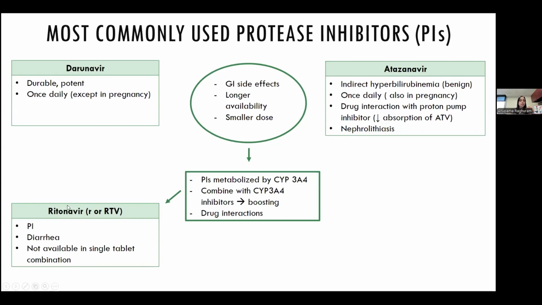However, ritonavir is notorious for causing diarrhea, and it is not available in a single tablet combination along with the darunavir, right? Or with the atazanavir, right? But back in the day, that's what was used for this boosting effect that we just walked through.